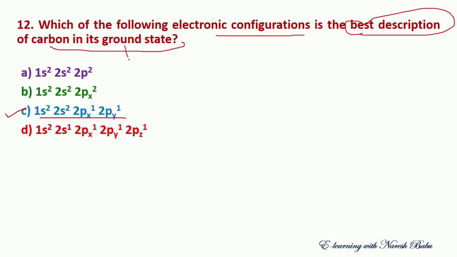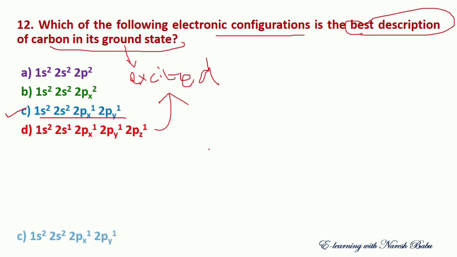But in the case of the excited state of carbon, the exact description is this one: 1s2 2s1 2px1 2py1 2pz1. So here for the ground state the answer is C.